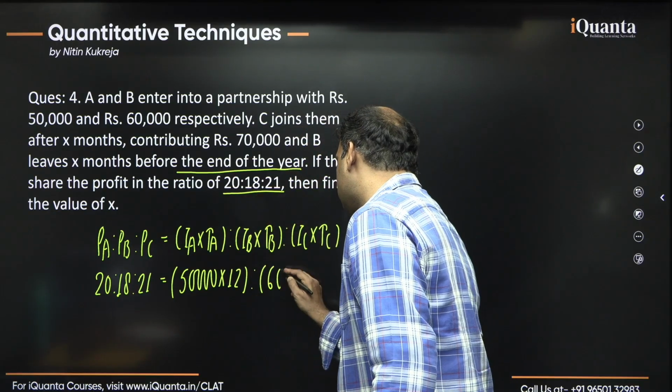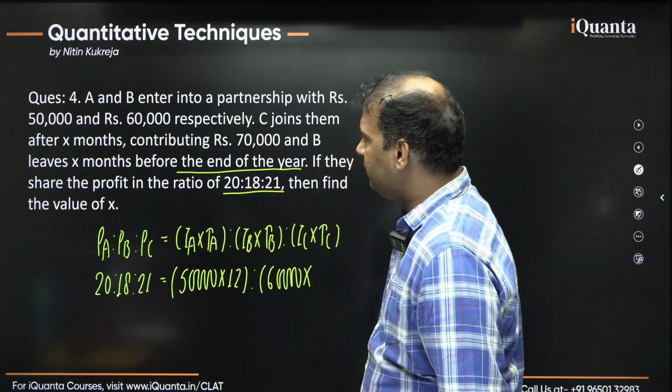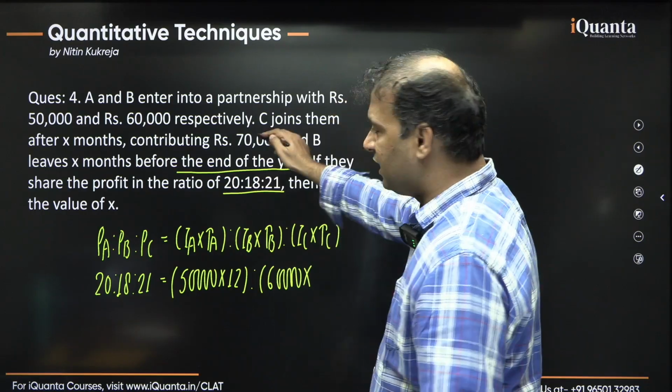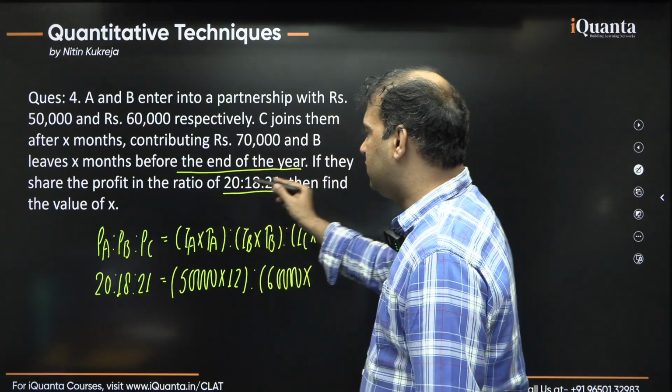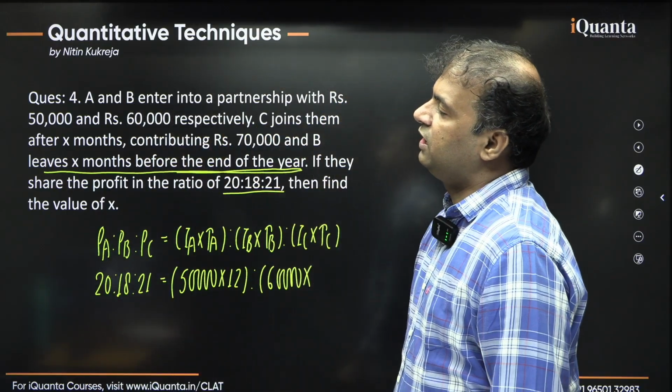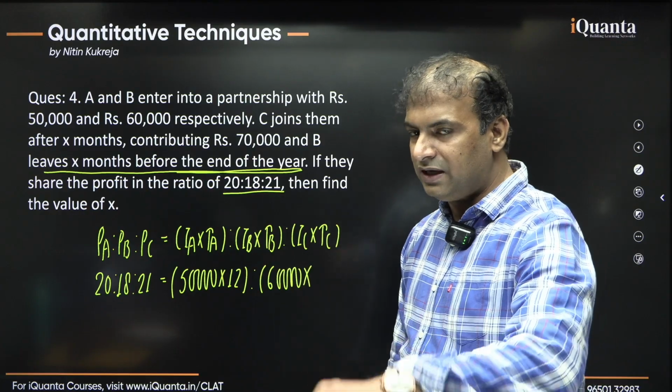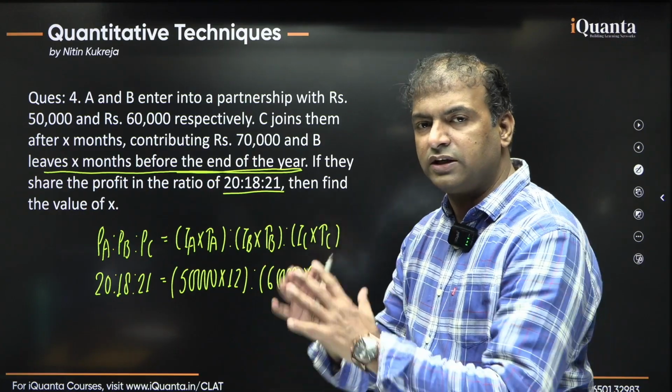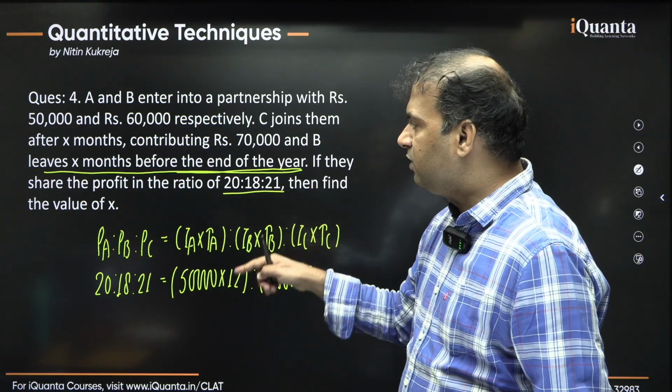Let's write the amount of B, 60,000. Okay, now look at B. Mr. B started from the beginning, right? But he leaves X months before the end of the year. So he started since the beginning but leaves X months before. Total time period is 12 months, but he left before X months.